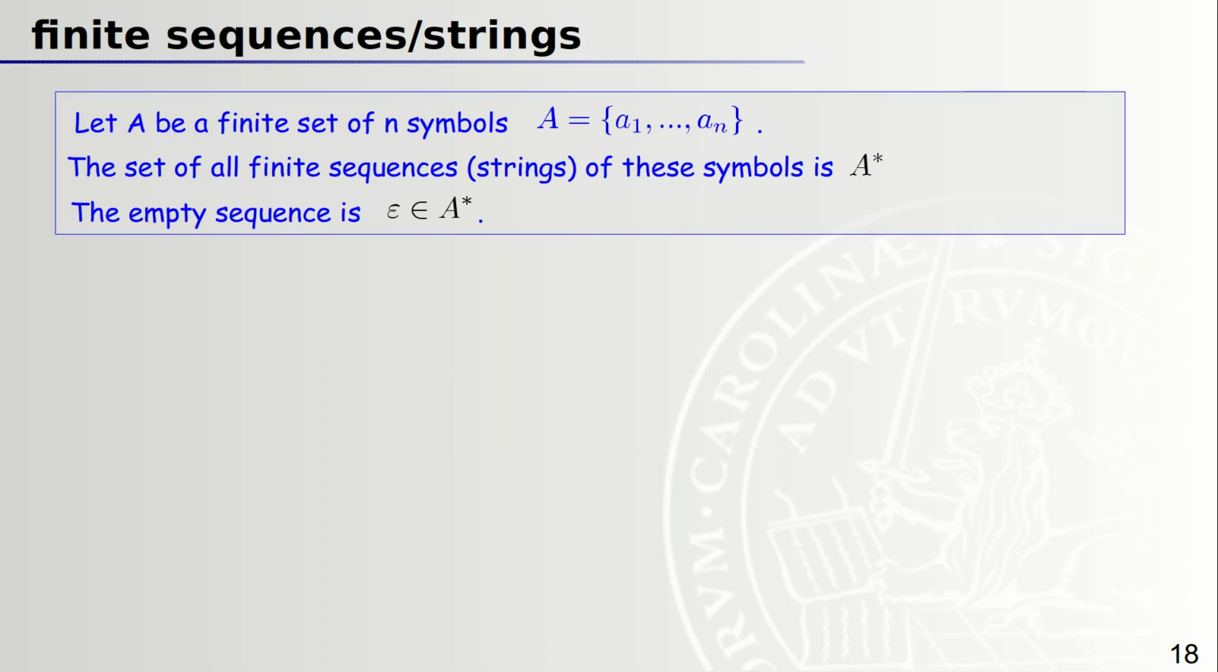Moving away from sets of numbers, let us look at sets of finite sequences, or more simply, strings. Suppose we have a finite set A of symbols, which we sometimes also call the alphabet. The nature of those symbols does not matter for our purposes. They could be characters or digits or something else entirely. What matters is that there are only finitely many of them.